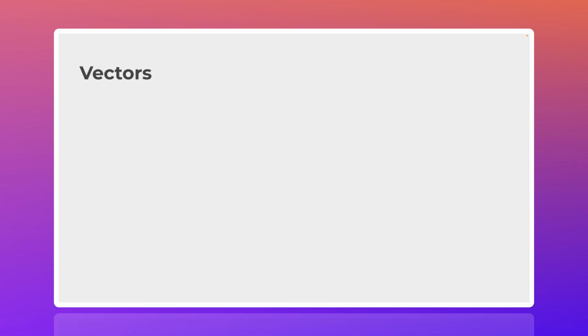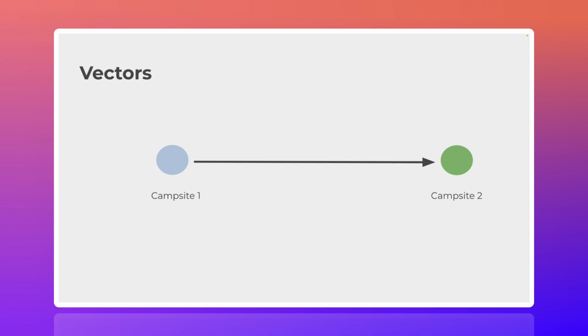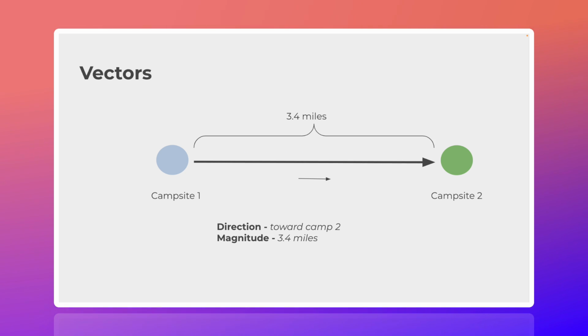So let's look at this analogy here. Imagine that you are at a campground somewhere. The campground has different campsites. So you are here. This is campsite 1. If you go from campsite 1 to campsite 2, you have two things going on. First of all, you have to know where you're going, so you have the direction. Direction would be toward camp 2. Now we have a magnitude, which would be, in this case, let's say 3.4 miles. So that is a good analogy for us to understand vectors in the real world.